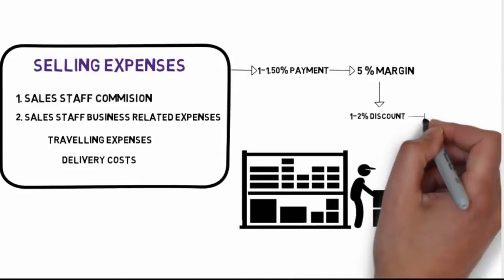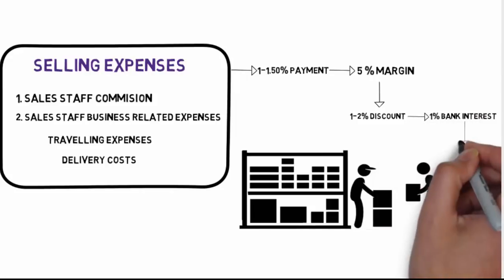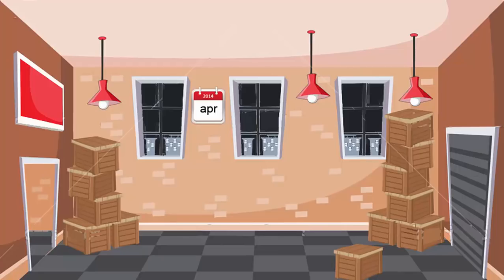And then 1% goes to the bank as interest. And then finally 3% margin will remain with us. So this will in fact become a loss. Means we were supposed to get 10% profit margin from this item's sale if it wouldn't become dump.